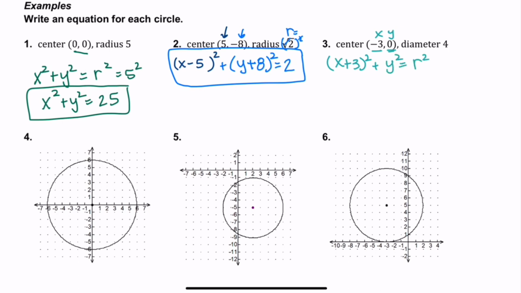Now my radius is not given. I am given the diameter though. If I have a circle, the diameter is all the way across the whole circle. So the whole thing is 4, so the radius would be 2. Radius is the distance between the center and the edge, where diameter is across the whole circle. So my diameter is 4, my radius is 2, so 2 squared is going to give me a 4. So I'm going to have x plus 3 squared plus y squared equals 4.